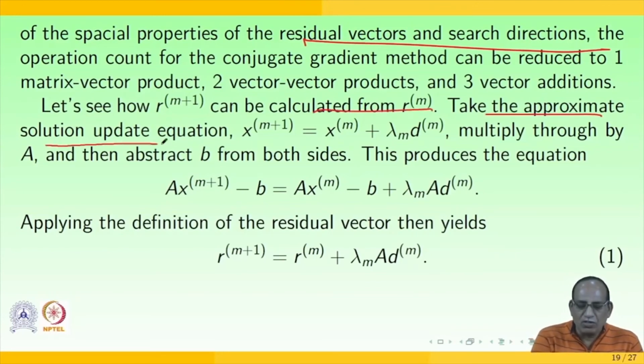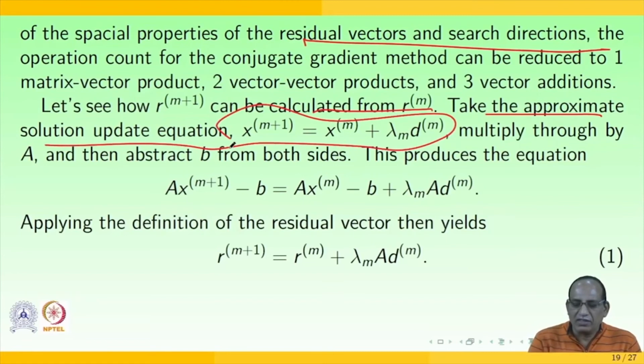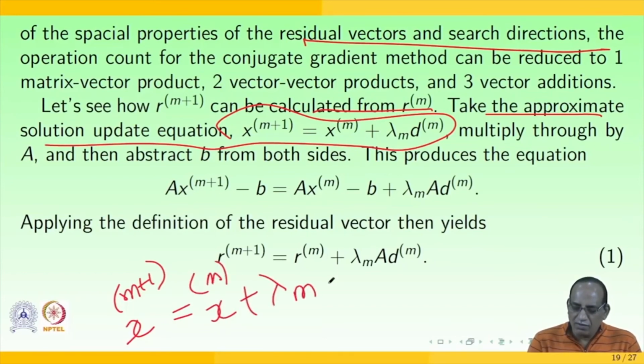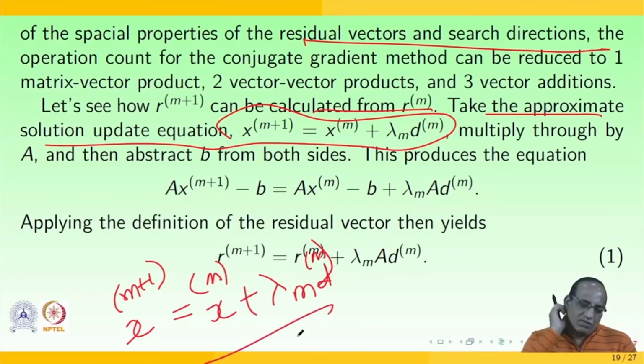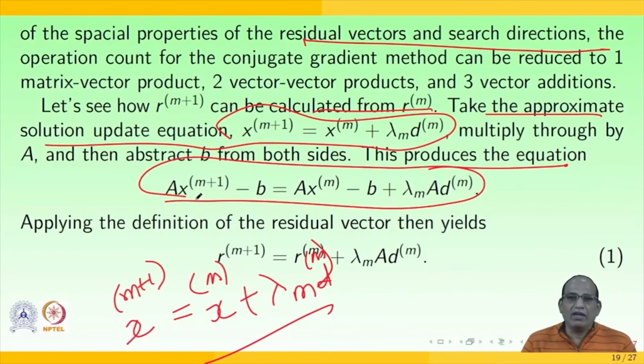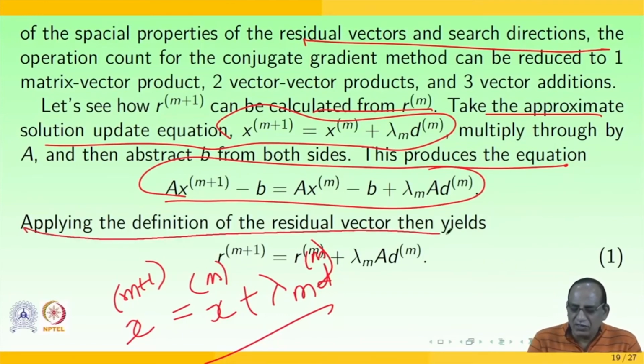Take the approximate solution update equation: x_(m+1) is equivalent to x_m plus lambda_m times d_m. Multiply through by A and then subtract b from both sides. This produces the equation A x_(m+1) minus b is A x_m minus b plus lambda_m times A d_m. Applying the definition of the residual vector then yields this vector.